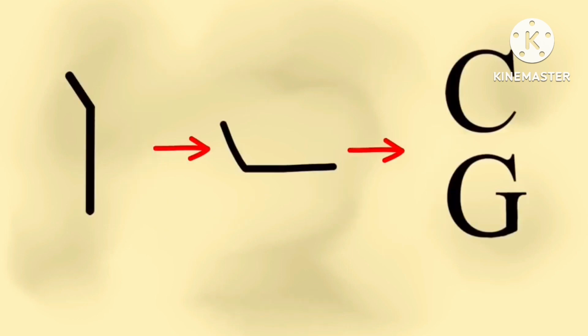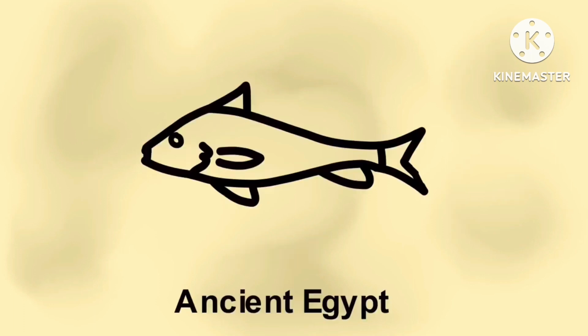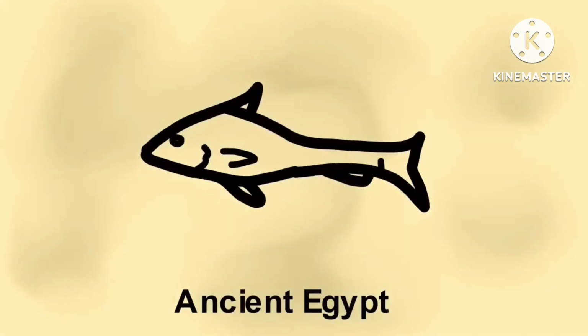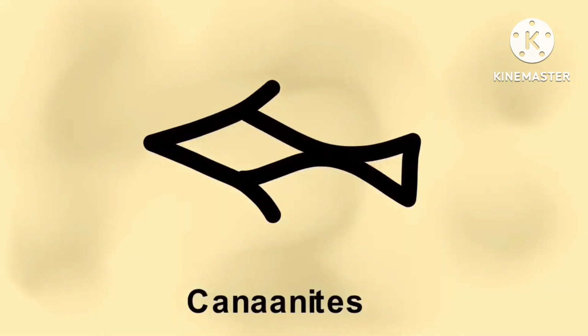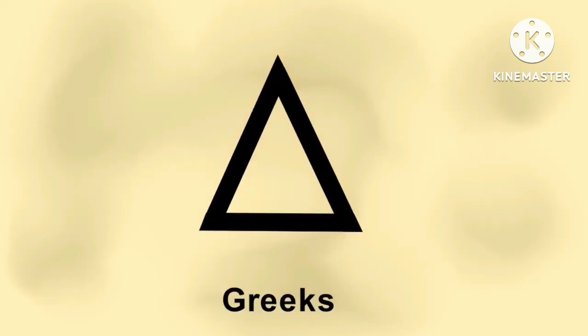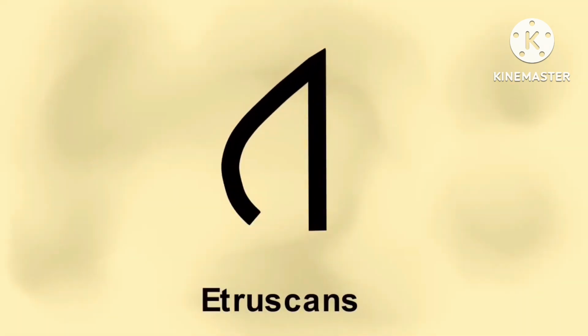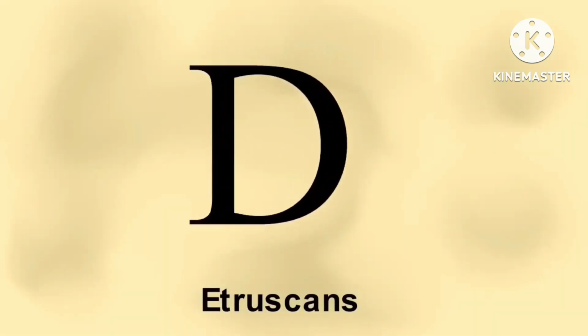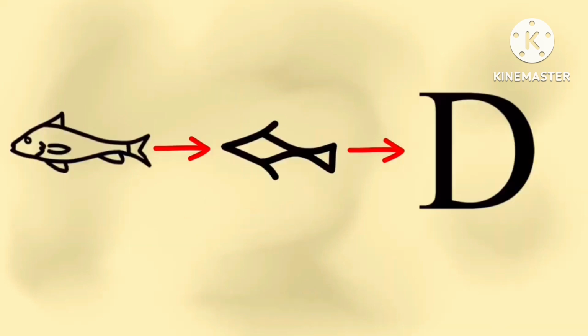To the Canaanites, stick was called gamel, and this is how the Egyptian symbol for fish evolved. To the Canaanites, fish was called goad.